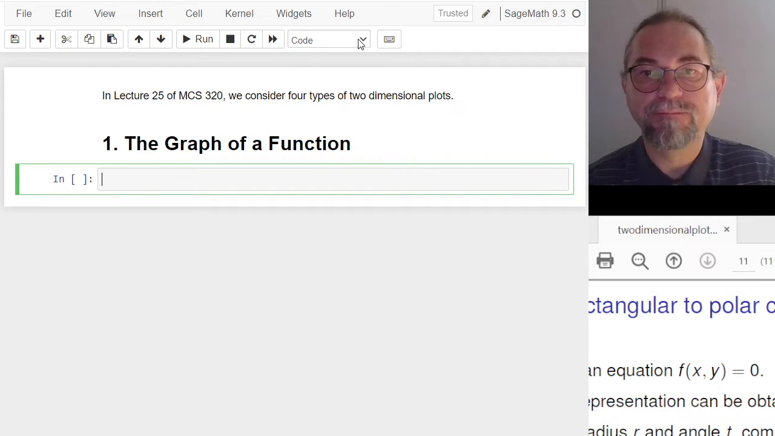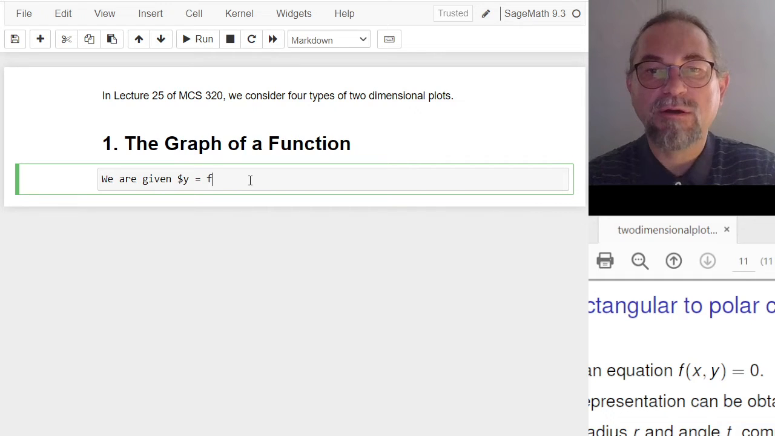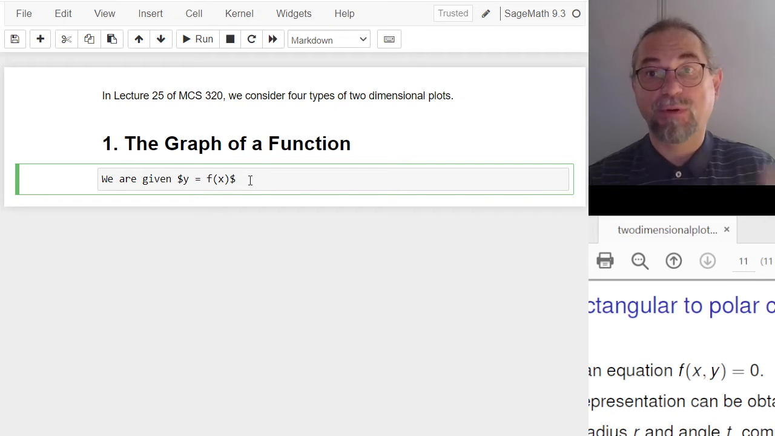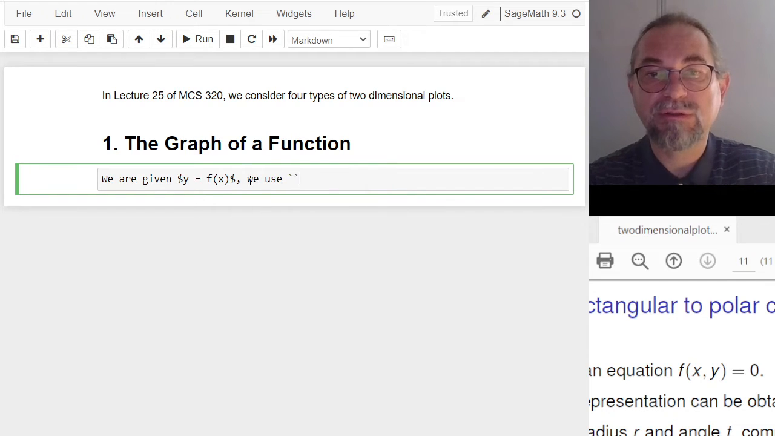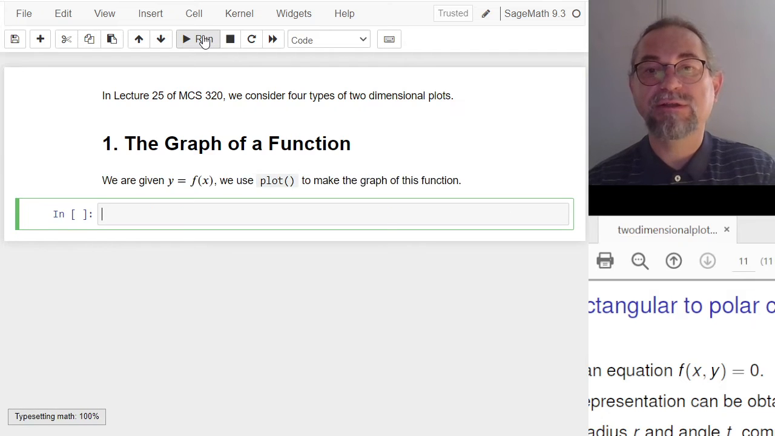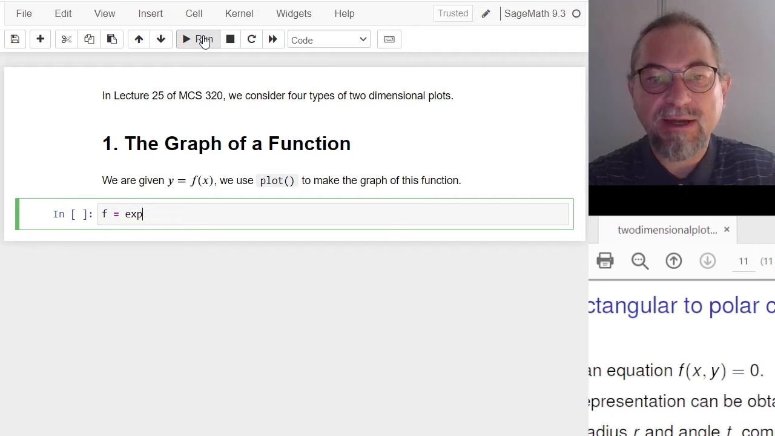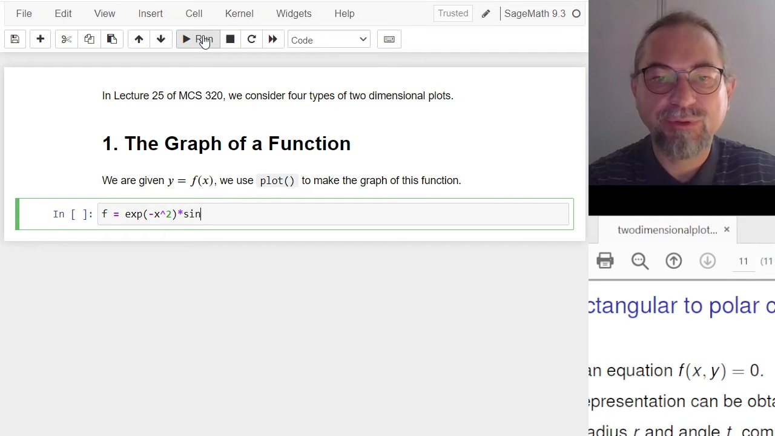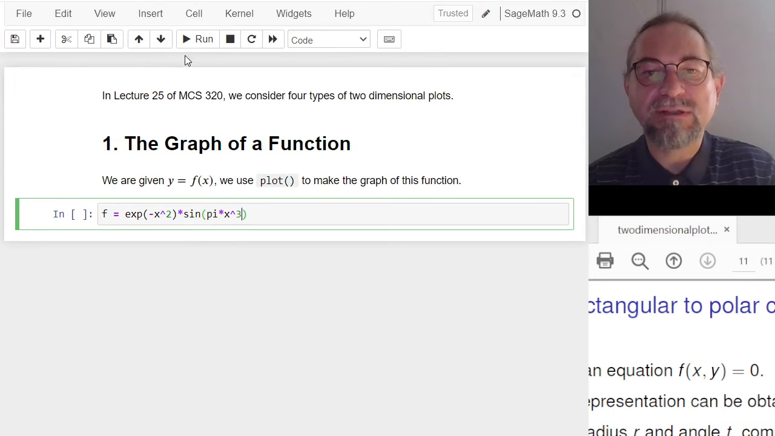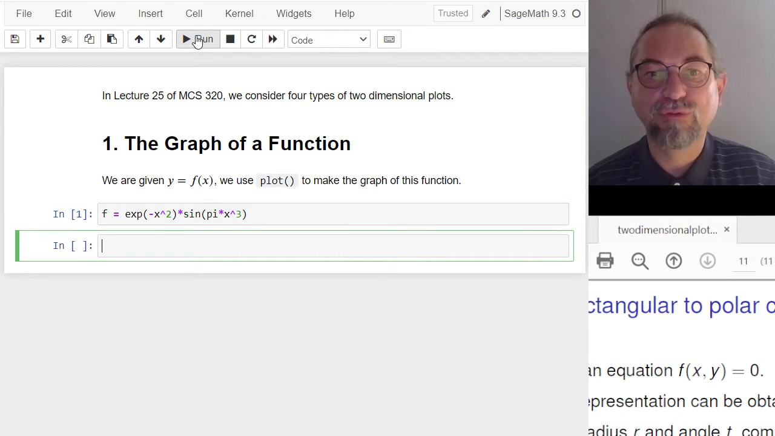So in this first type, we are given an explicit formula. So it is properly a function. Y depends on x. We are given a function and we use plot to make the graph of this function. The graph of the function is defined by all the tuples x and y, where we can choose the range for x independently. So what was our example again? We had a periodic function with a decaying amplitude. Unless you have seen this before, it's kind of difficult to visualize this.